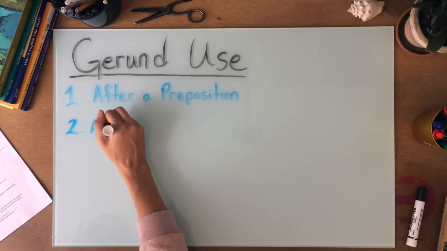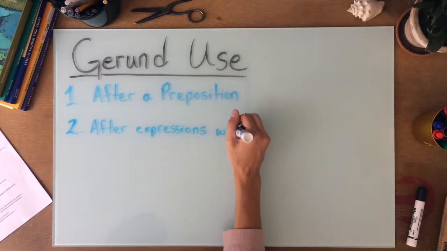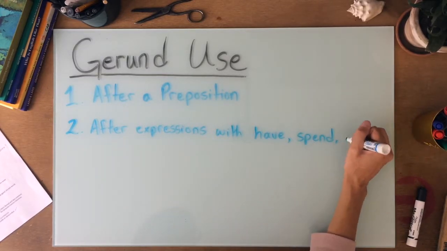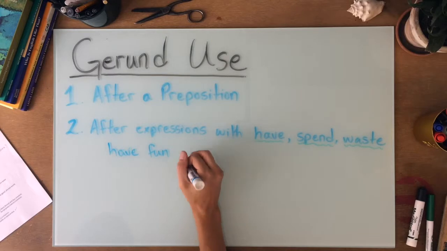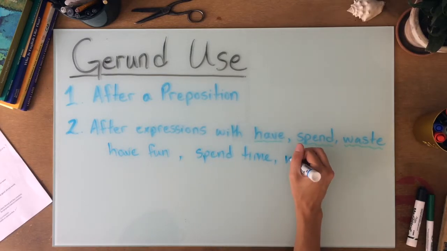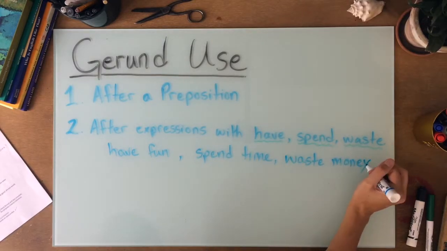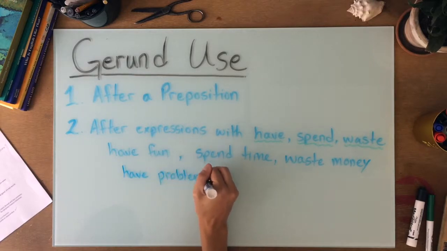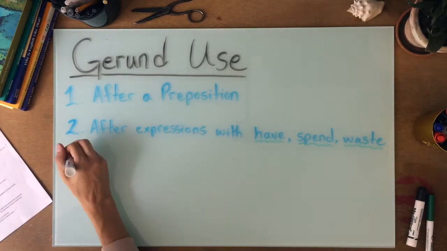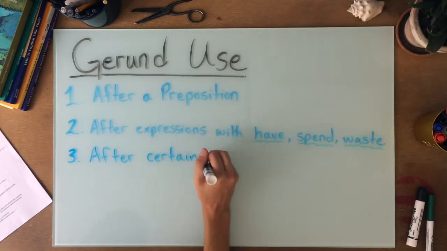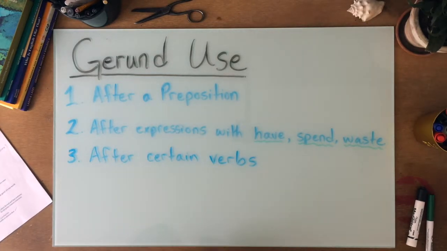All right, next, number 2, we use the gerund after expressions with have, spend, or waste. For example, have fun, spend time, waste money, have problems, etc. Number 3, we use the gerund after certain verbs. What are those verbs? There's a huge list that you'll need to practice.